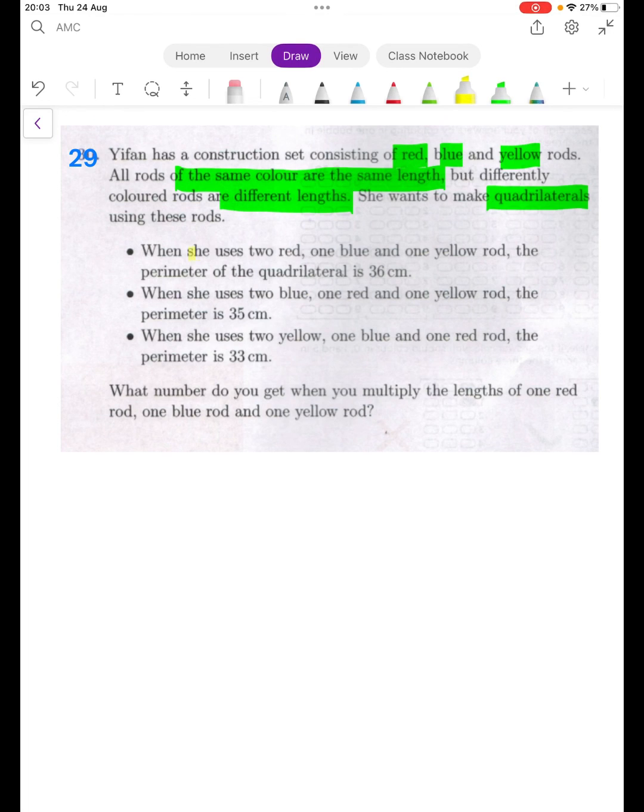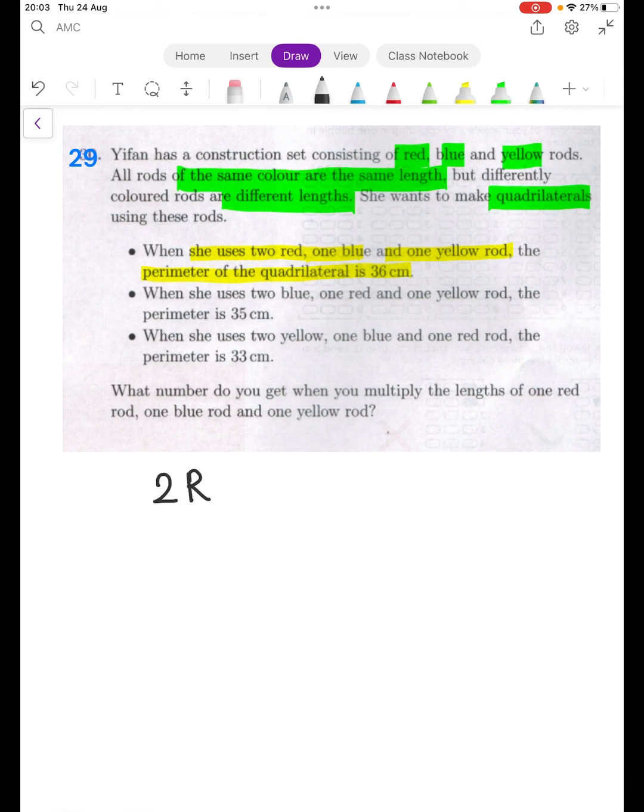Now, there are some clues that they have given. When she uses 2 red, 1 blue, and 1 yellow rod, the perimeter of the quadrilateral is 36 centimeters. Let me write it down. So 2 red. I am using the letter R to represent the length of the red rod. So 2R, 1 blue, and 1 yellow rod together, they join to make 36 centimeters. The perimeter becomes 36. Let's go on to the next clue.